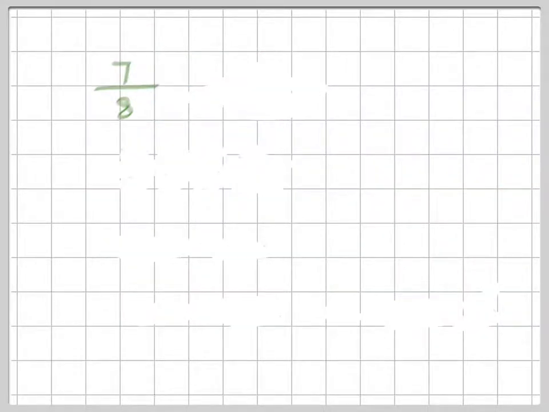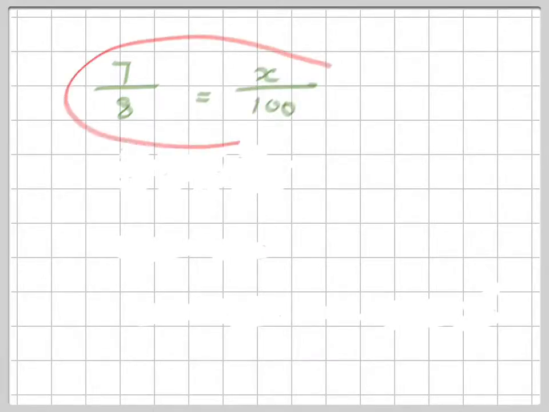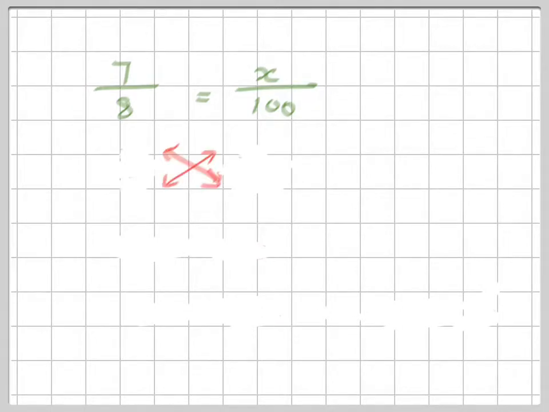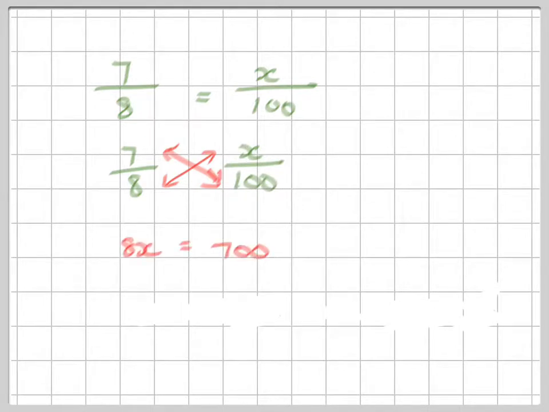Okay, let's do another one. 7/8. We're first setting up our proportion, so it's going to be equal to x over 100. We now have our proportion in place. Okay. Now the next step is we're going to cross multiply. Okay, so we're going to end up with 8x equals 700. Now we need to divide by 8 here and divide by 8 there, because that's our equation rules. And we're going to end up with x equals 87.5, which is 87.5%.